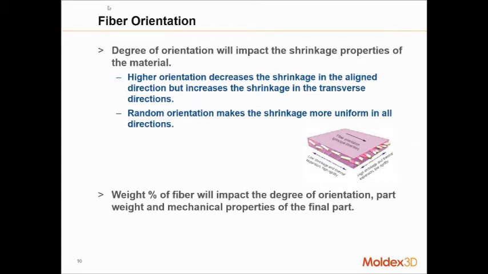So fiber orientation can very heavily influence what's happening as far as the volumetric shrinkage is concerned, and more importantly, the difference in volumetric shrinkage between the principal direction and the transverse direction. Another important note is that the weight percentage of the fiber can decrease the total weight of the part, which is another important reason why a lot of manufacturers use fiber reinforced materials, not only for the mechanical strength, but also for a weight reduction.